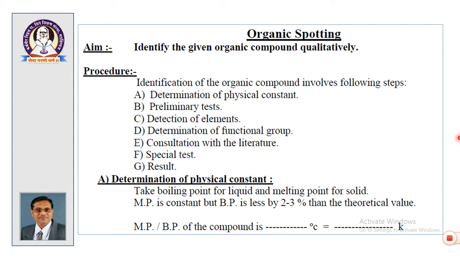What is organic spotting? Listen carefully. Organic spotting is organic qualitative analysis. Qualitative analysis is related to what is present in the compound, not how much is present in the compound. So, what is the aim? To identify the given organic compound qualitatively. Okay. So, these are the steps. Identification of the organic compound involves following steps.